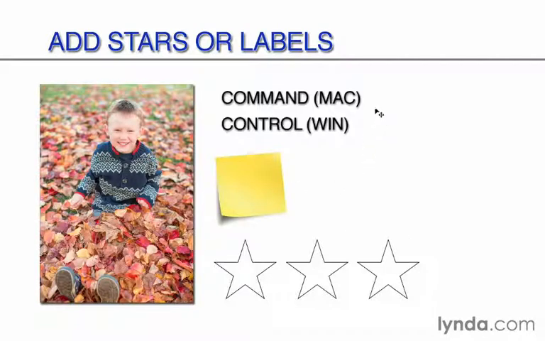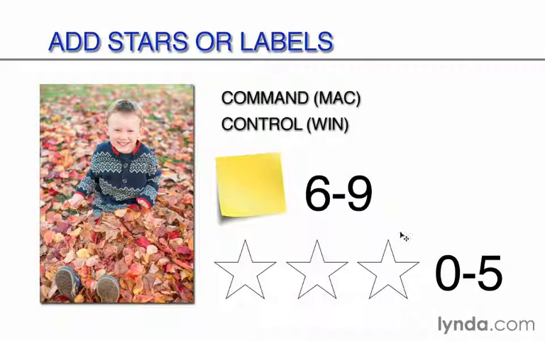If we want to add stars, what we can do is we can press Command on a Mac or Control on Windows, and then we can press the number keys between 0 and 5. 0 will remove the star rating, 1 through 5 will add that particular star rating. And in this way, we can use this shortcut in order to quickly evaluate our photographs. We can also do the same thing with labels. Press Command on a Mac, Control on Windows, and then 6 through 9. Here we can add or remove labels to our photographs as well.